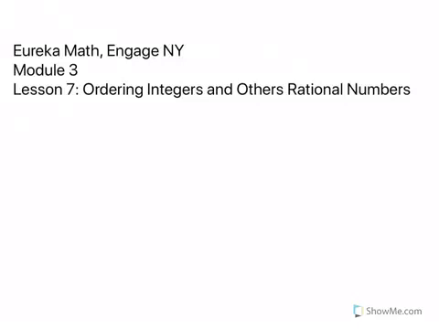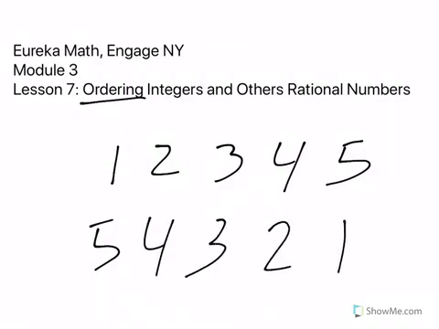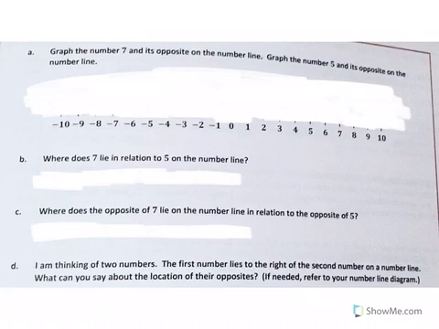Today we're going to be looking at Eureka Math / EngageNY Math, Module 3, Lesson 7, Ordering Integers and Other Rational Numbers. When we talk about ordering, we're simply saying we're putting the numbers in order, and that might be from least to greatest, and it could also be from greatest to least. That's what I get for writing and talking at the same time. All right, let's get started.